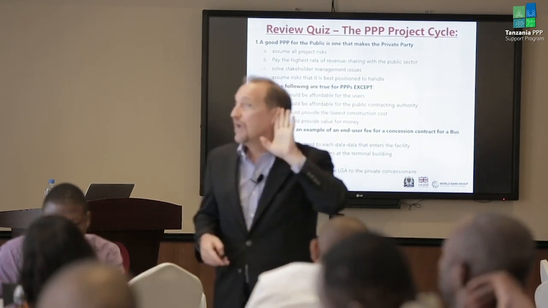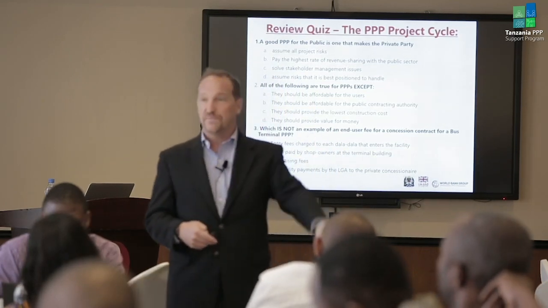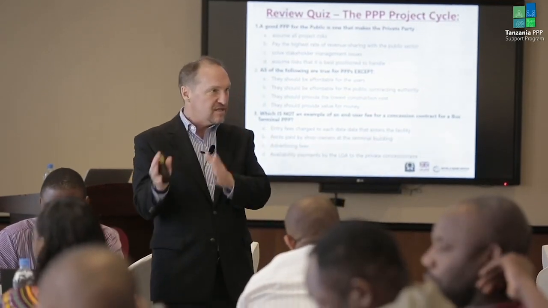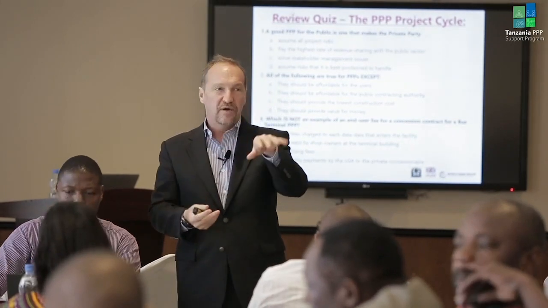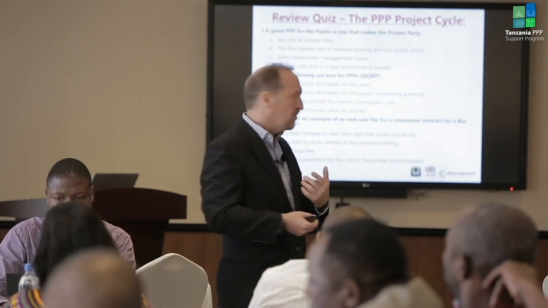D. Correct. It is D. Assume the risks that it's best positioned to handle. We've said before that you have to allocate risks. You don't allocate risks to a party that can't handle them well. If you do, you won't get good value for money.